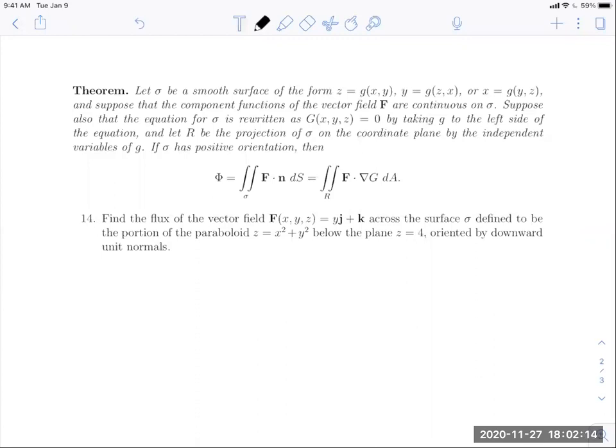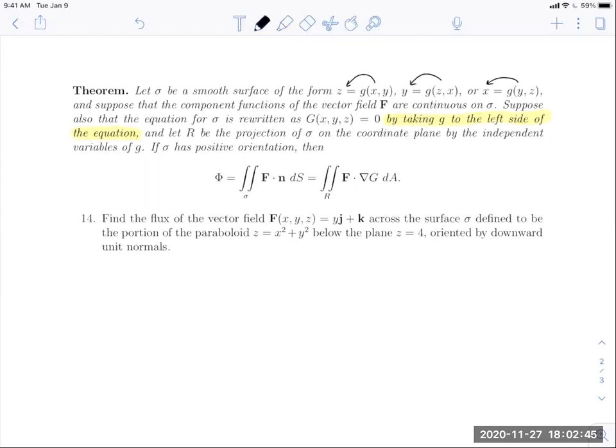Now let me pause here. That seems like not that big of a detail, but it's very important, so I'm going to highlight it. By taking g to the left side of the equation. So what this means is all these little g functions are moving over with that singleton variable so that the right-hand side becomes 0. If you do it the other way, you're going to have the negative gradient, which is going to lead you to the wrong answer. So I just want to call that to your attention.